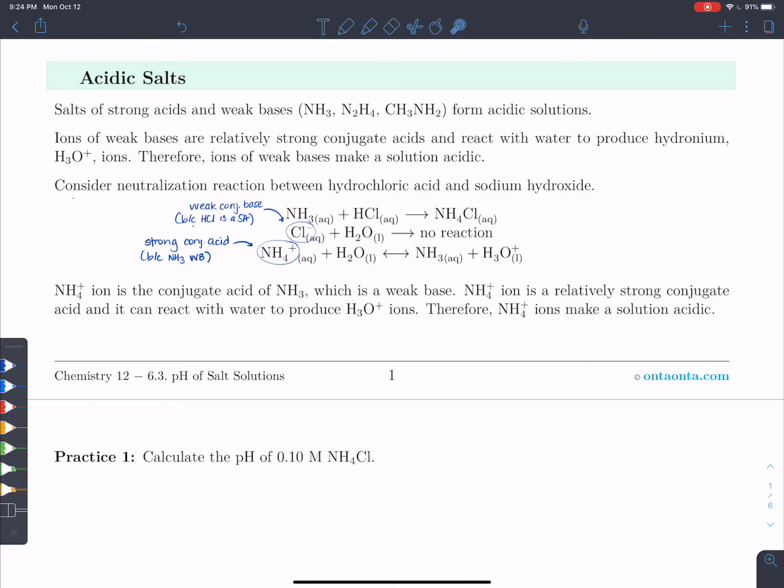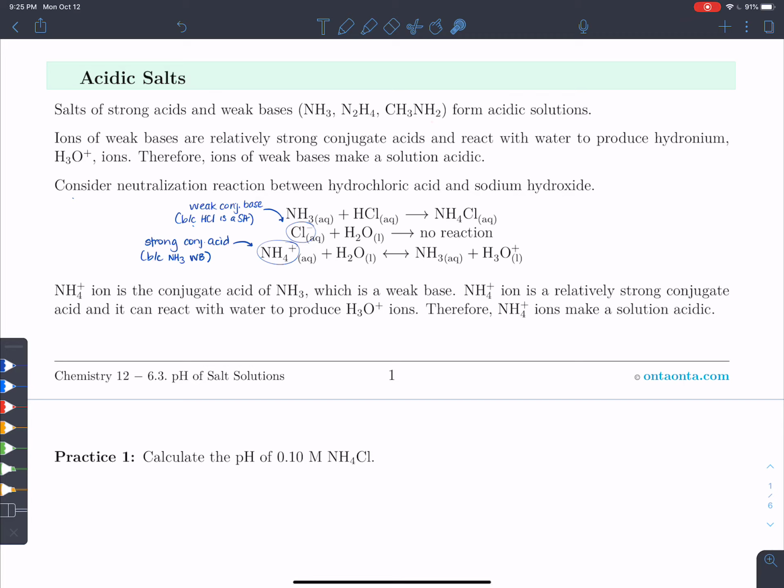Hi everyone. So today we're going to look at acidic salt and trying to predict its behavior as well as how to calculate its pH. When we're talking about salts of strong acids and weak bases, such as the ones that are listed here, they basically form acidic solutions.